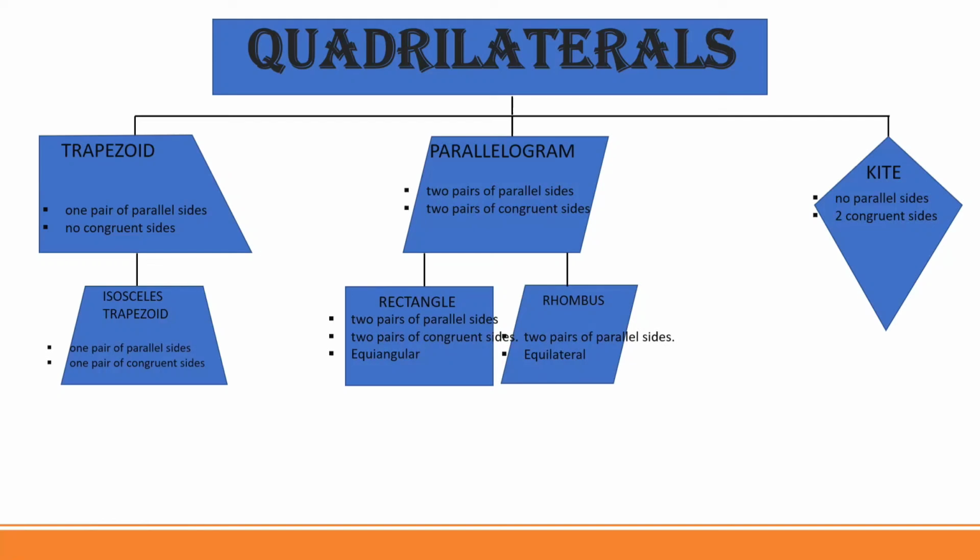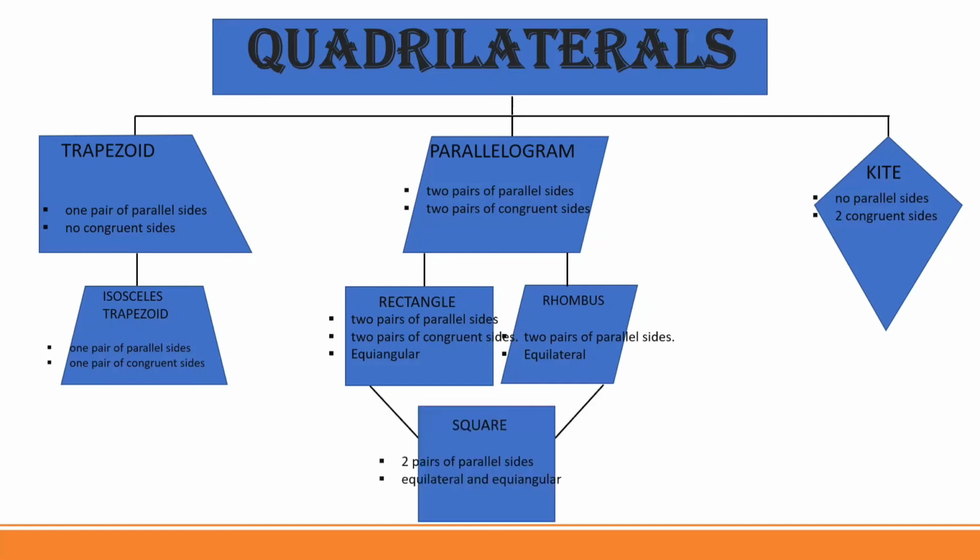So, when we combine the properties of rectangle and rhombus, we get a square. A square is also a parallelogram, so it has two pairs of parallel sides. It is equilateral and equiangular because we combined the properties of rectangle and rhombus. It is equilateral because all sides are equal in measurement, and also equiangular because all angles are equal. So they are all right angles, or 90 degrees.